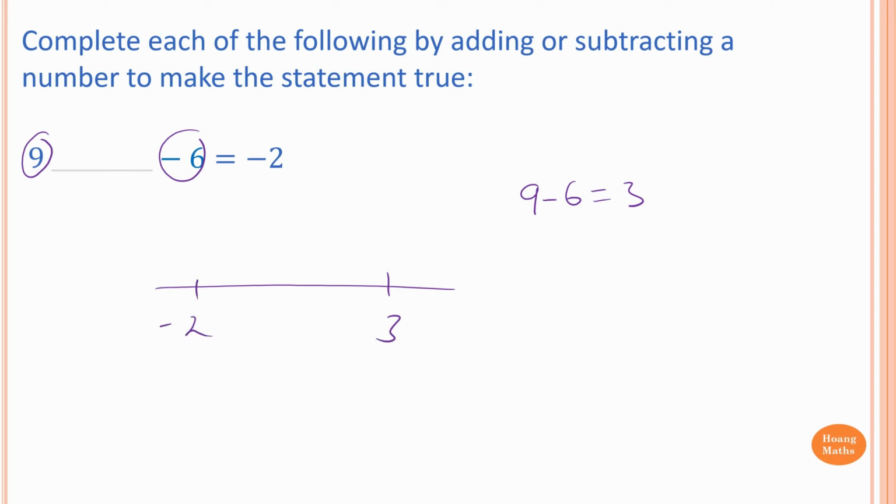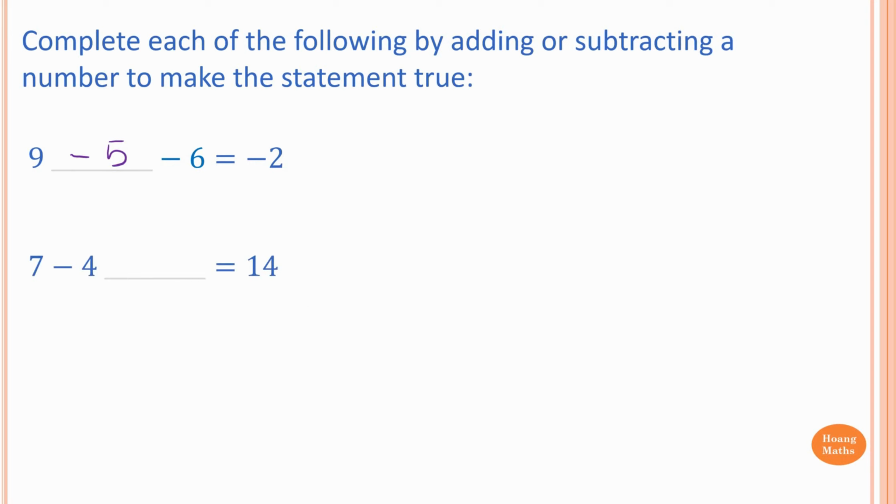To get -2 from 3, you minus 3 first, so that ends with 0. You minus another 2, so then you end at -2. So 2 plus 3 is 5, so it's -5. So 9 minus 5 minus 6 is -2.